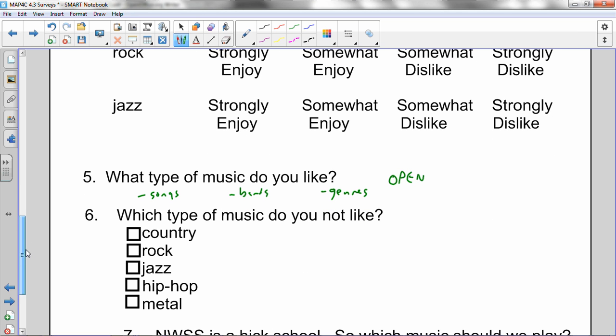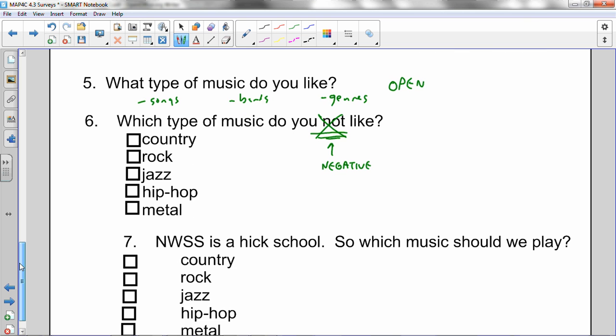What type of music do you not like? For some reason or other, this idea of voicing questions in the negative, like which do you not like, or what is something that you don't want to do, is confusing for people, and it's just too difficult. So don't voice it in the negative. Always voice it in a positive voice.